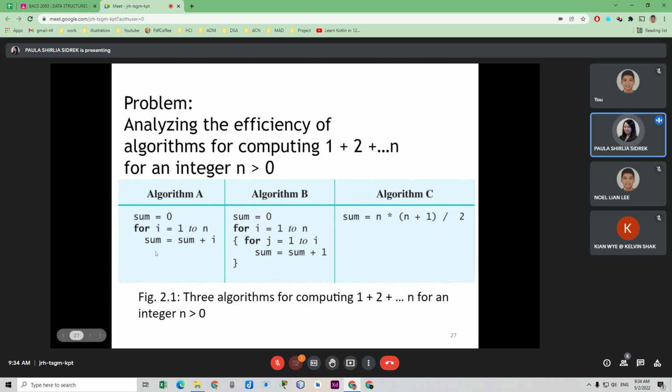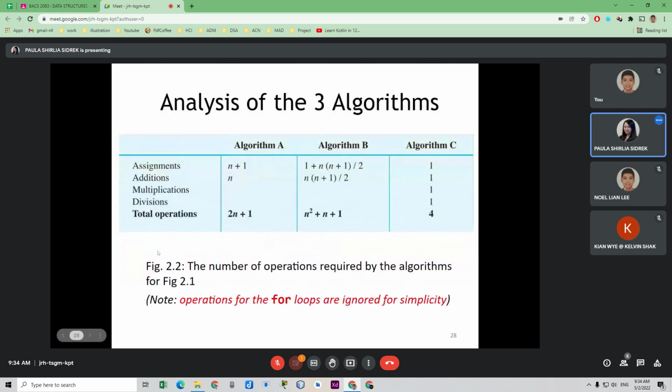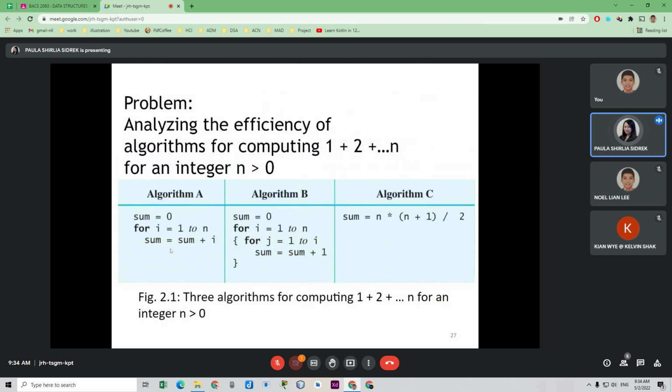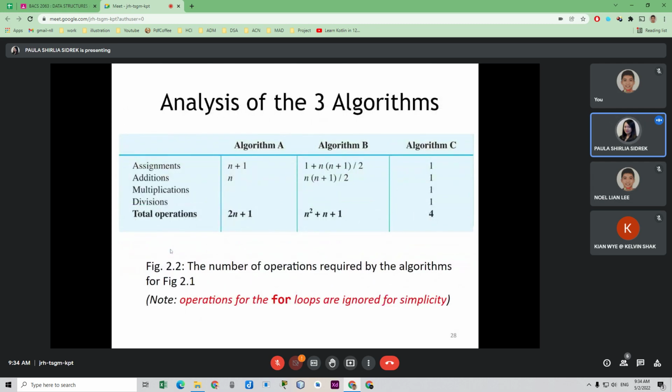So this one is basically very simple. Basically B has a loop, but over here we did not actually put a loop in there because we want to see the simplest version, right?